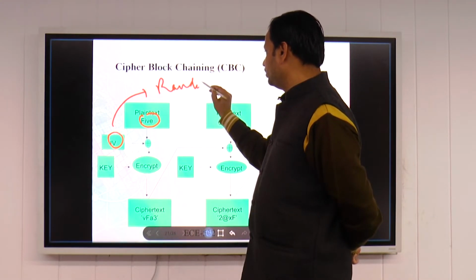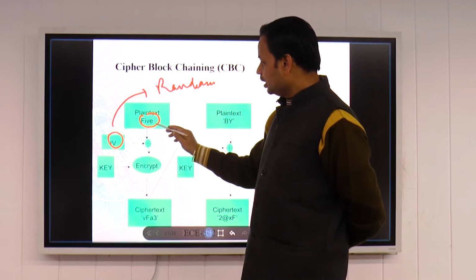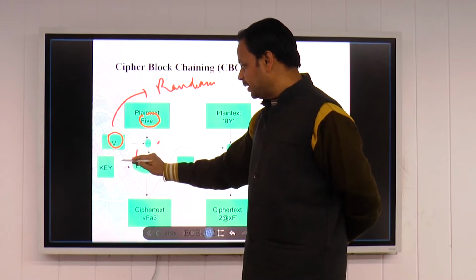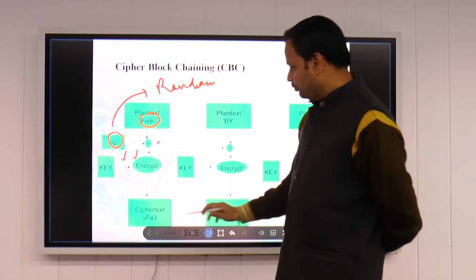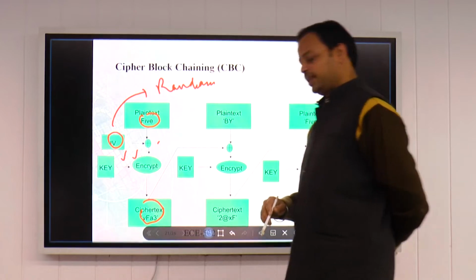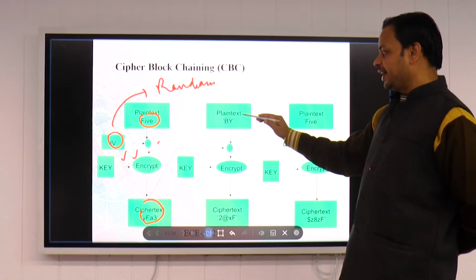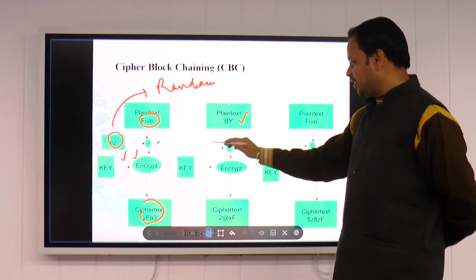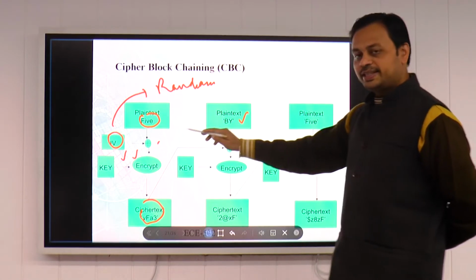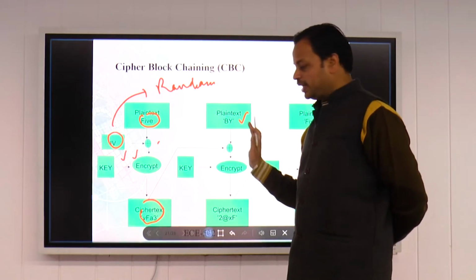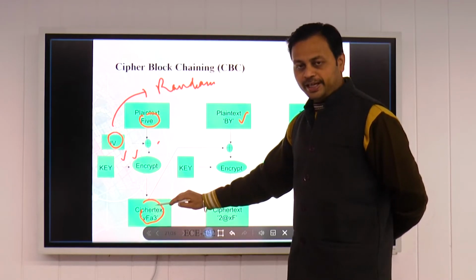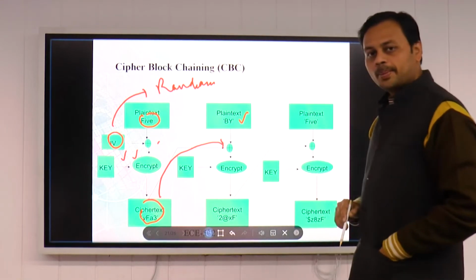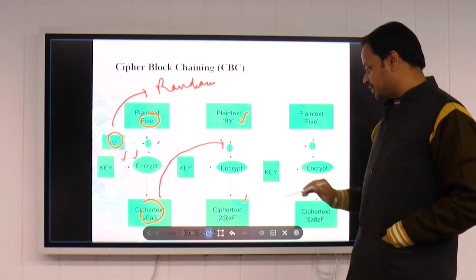Any random number can be taken for this. Now first we are doing XORing before encrypting with the help of the key. So we are getting some ciphertext, say VFA3. Now say again we are using the same example. So again we are XORing with the initialization vector. Now for the next step, the initialization vector will be the ciphertext of the previous step. So this will be the initialization vector over here. So we get some ciphertext.